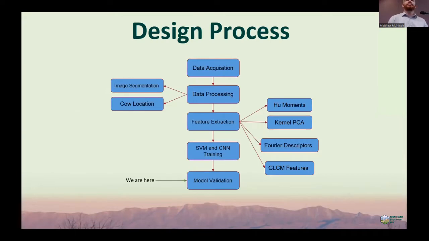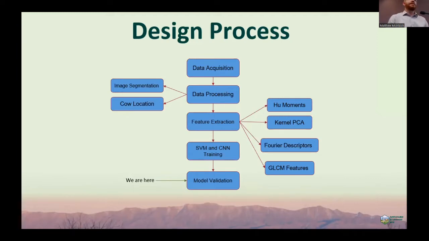Quick overview of the design process. Anytime you're dealing with machine learning, you need to know what sort of data you're going to use. And so the first step would be acquiring some of that data. In this case, it was taking depth images of criollo cattle at the Jornada, which we did back in October.